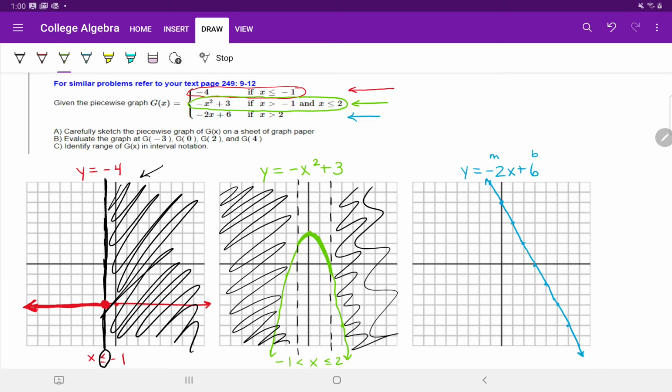Now let's look at our endpoints. For our green graph, -1 is not included in the domain. So we would get an open circle right here to indicate that this point is not included in the domain of this part of the piecewise function. But +2 is included in the domain, so we would get a nice solid dot here on the boundary line for +2. Now it's time for our blue line here. The domain of this piece of our piecewise function is x is greater than 2.